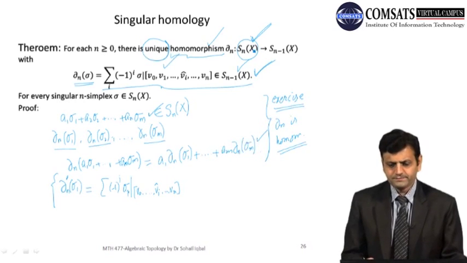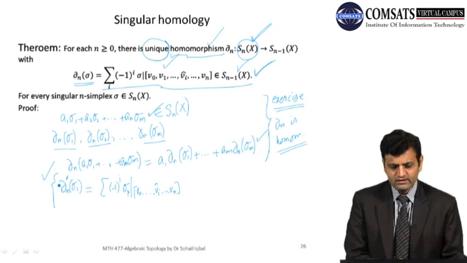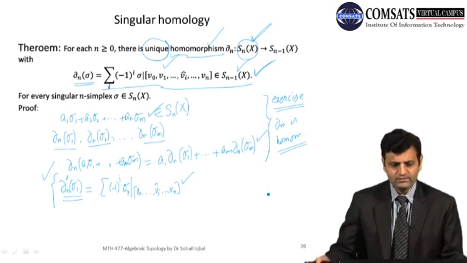And then just take another ∂n' such that the image of these sigma is defined by this, and then show that they are the same. Once again, I am leaving this as an exercise for you, in fact a simple exercise.